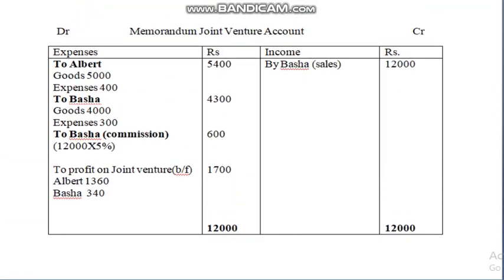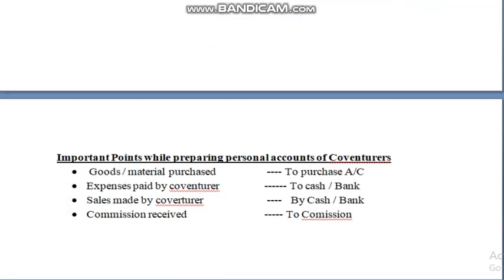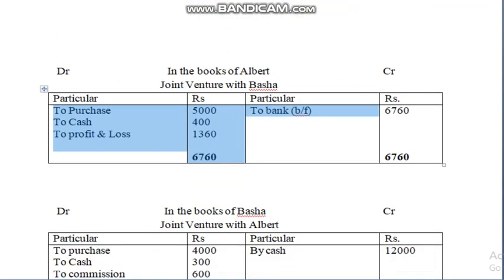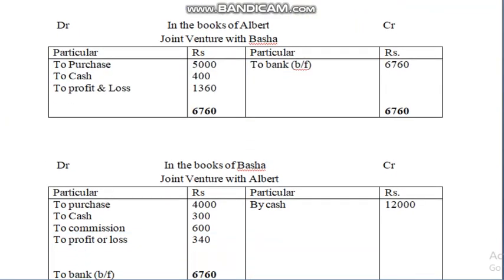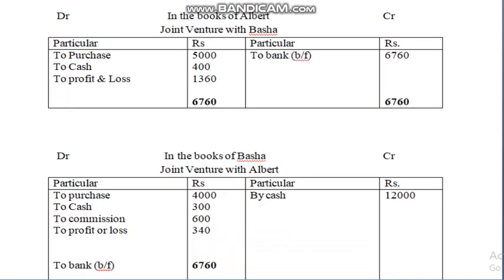Next, this is the memorandum joint venture account. First prepare the memorandum joint venture account and then prepare the personal accounts of the co-venturers. In this problem, the co-venturers are Albert and Basha. So this is the solution for this problem. Okay, thank you students.